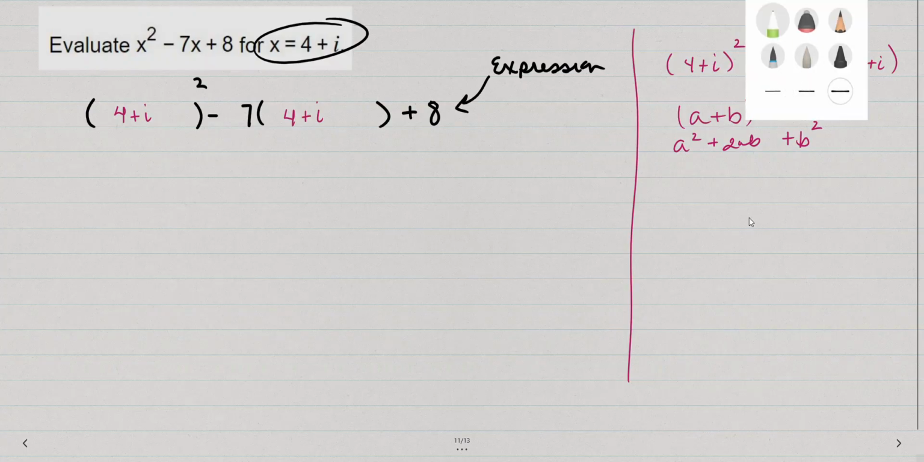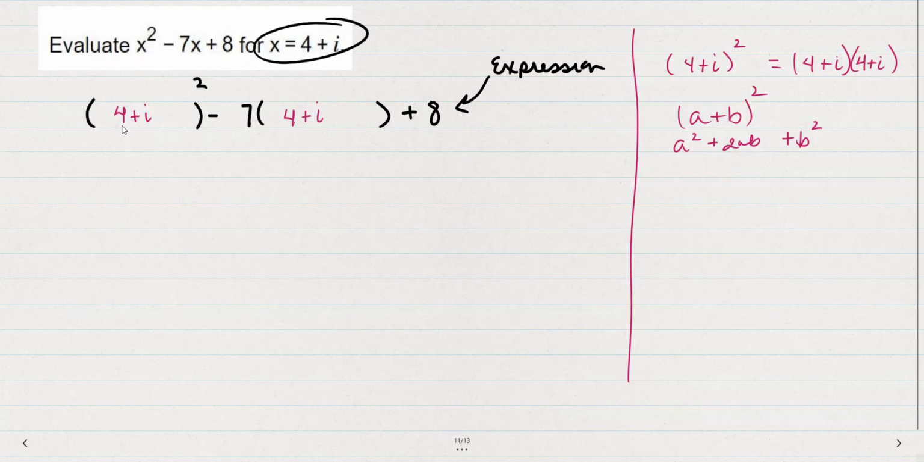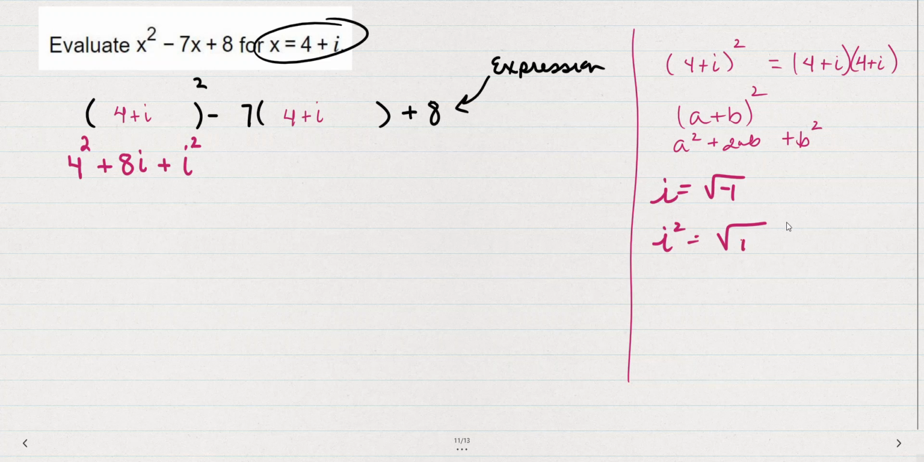So when I multiply 4 plus i times 4 plus i, I'm going to get 4 squared, so 16, plus 4i doubled, so plus 8i, plus i squared. And don't forget that because i is the imaginary unit, the square root of negative 1, if I square that, I'm squaring a square root, so I just get the radicand back. The radicand is the number inside the square root, so the square root squared of negative 1 is just negative 1. So this i squared will convert to a negative 1.